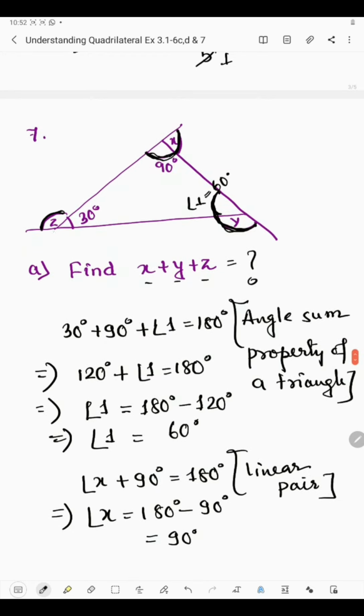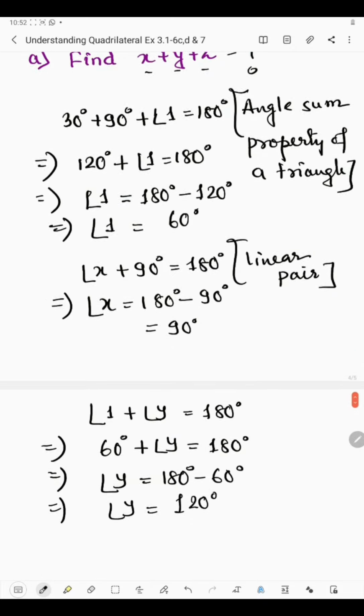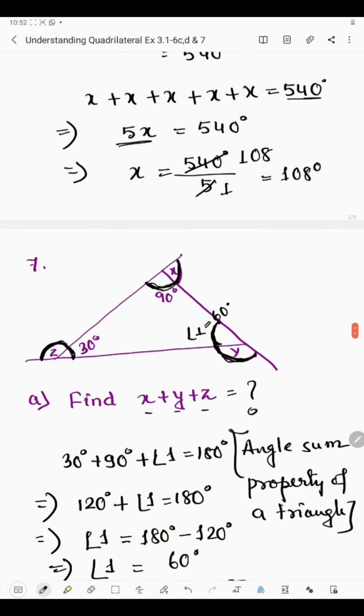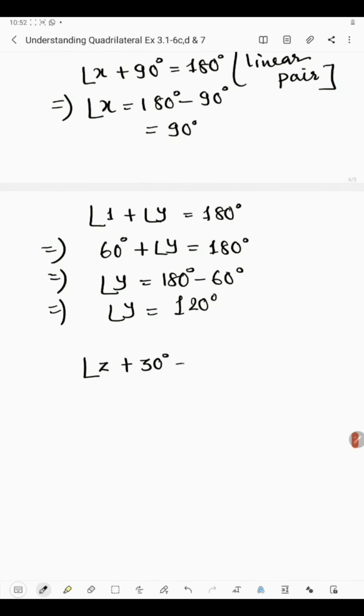Now at last we will find the value of z. Again z and 30 degrees form a straight line. So the sum of these angles also will make 180 degrees. So z plus 30 degrees is equal to 180 degrees. So what will be the value of z? It's 180 degrees minus 30 degrees. So 0 minus 0 is 0, 8 minus 3 is 5, and 1. So the value of z is 150 degrees.